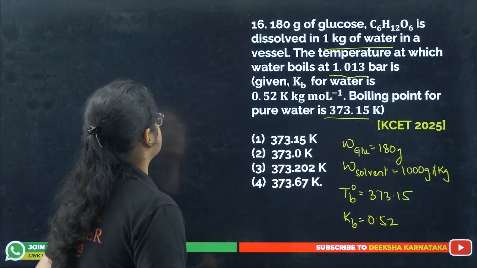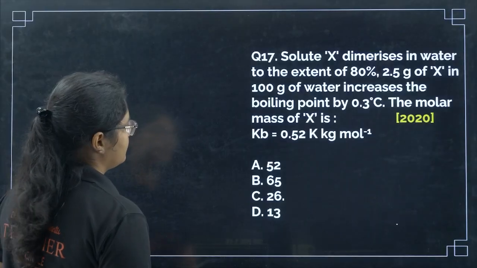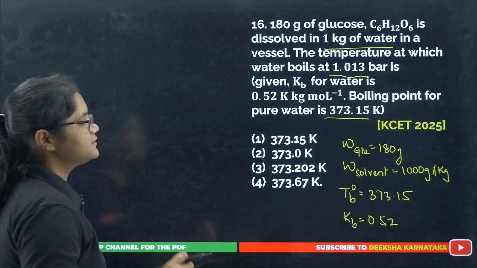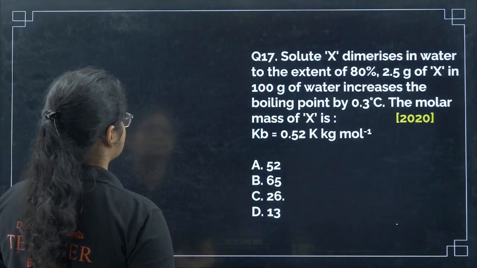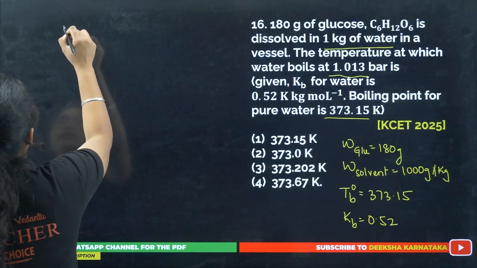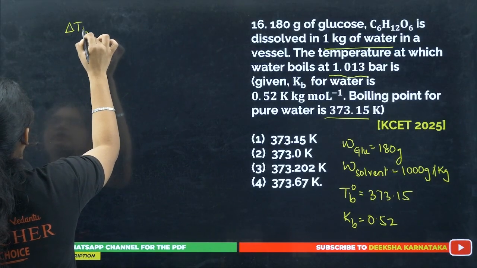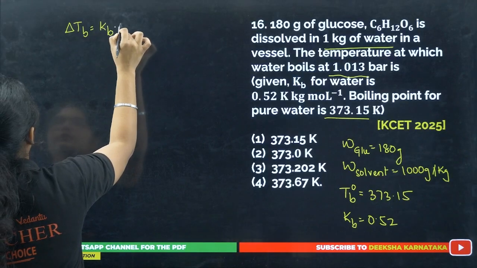Okay, now let's solve this question. So we have this formula: delta Tb is equal to Kb into m.